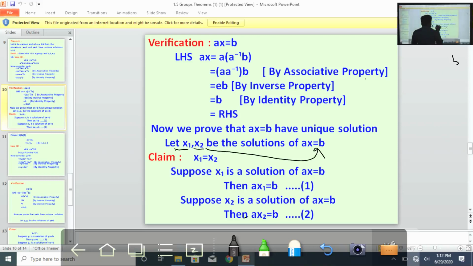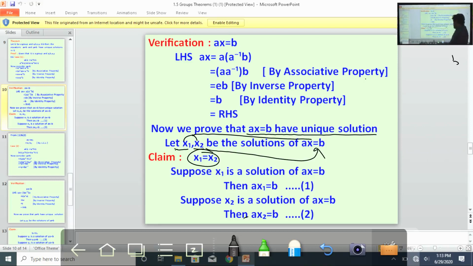What is our aim? Ax = b has a unique solution, right? So I take x1 and x2, both solutions of Ax = b. What is our claim? We prove x1 = x2. If the solutions of Ax = b satisfy x1 = x2, then Ax = b has a unique solution.